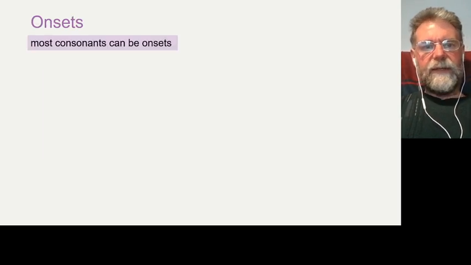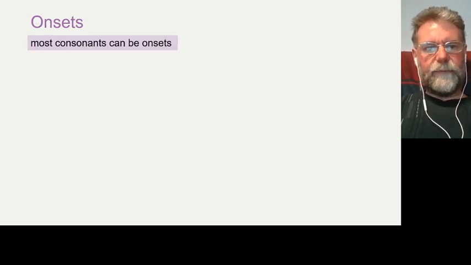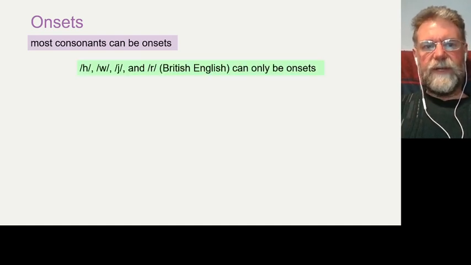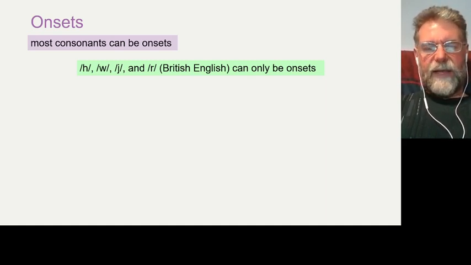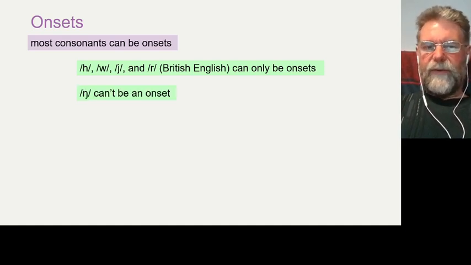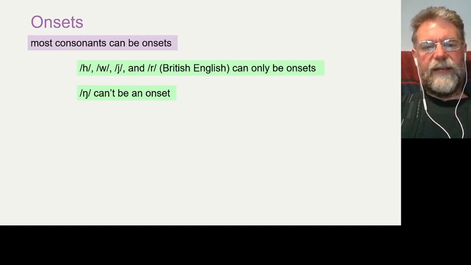Okay, so now let's look at onsets in a little more detail. Most consonants in English can count as onsets. However, there are some restrictions. For example, the consonants h, w, y, and r in certain accents, i.e. the British English one mainly, can only be onsets. You never get them in coda positions. However, there's one consonant, the ŋ, the velar nasal, that can never be an onset. So there are restrictions, some at least, on what can count as an onset.